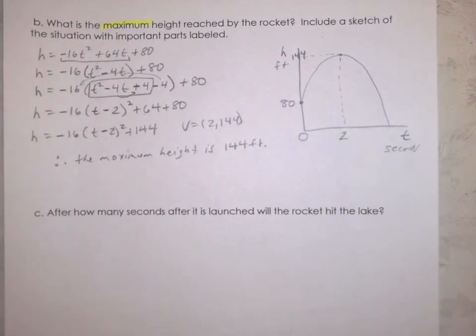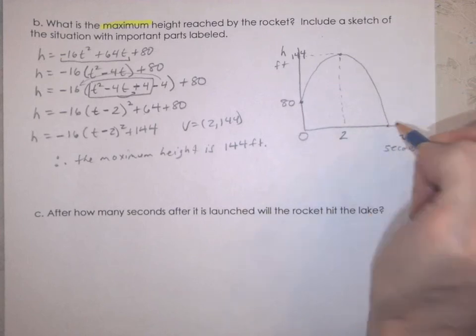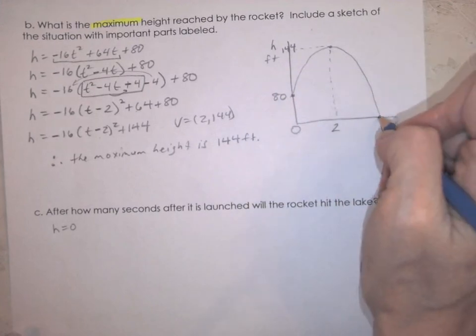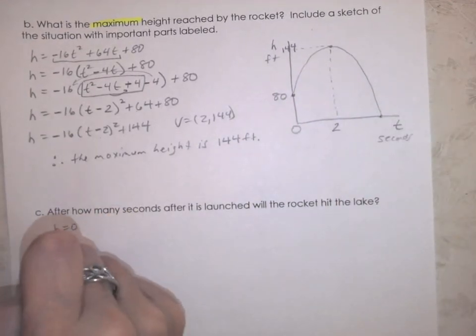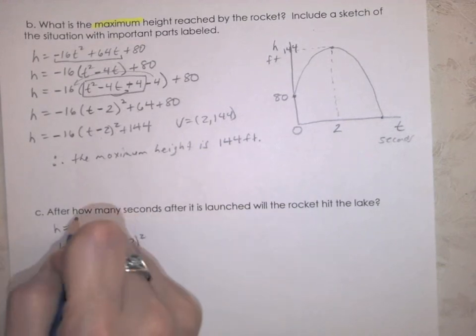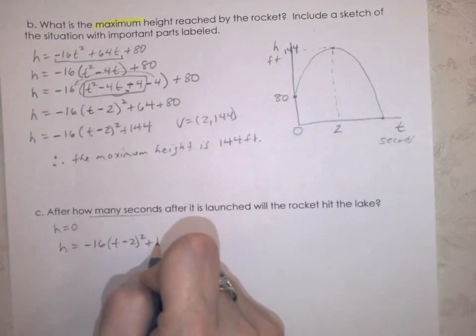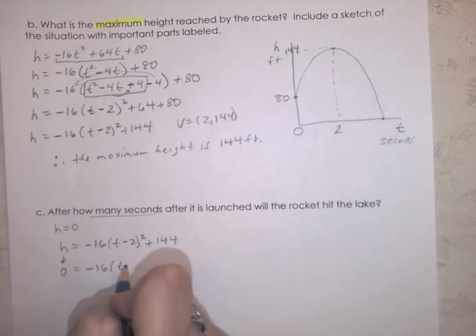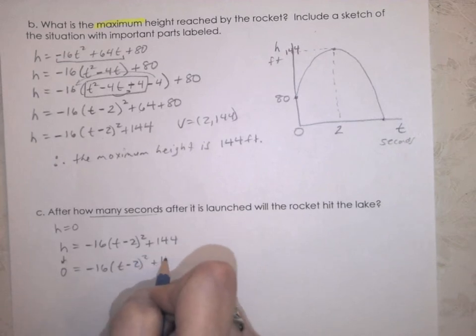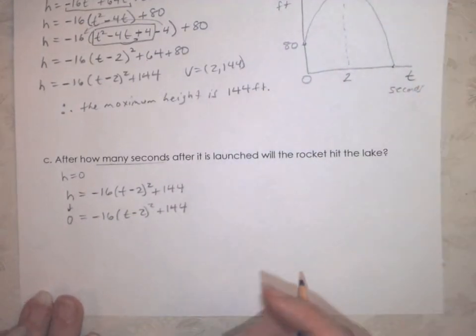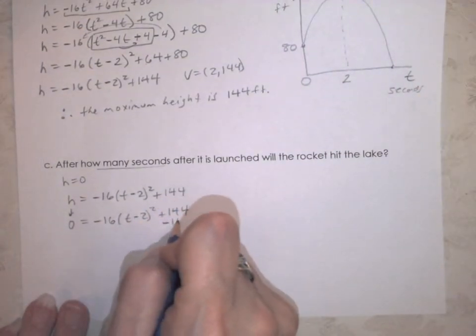After how many seconds after it's launched will the rocket hit the lake? So in other words, when is height 0? When it hits the lake, its height above the lake will be 0. So we're going to take our vertex form. And how many seconds, they want to know the time, when h is 0. So we can use reverse BEDMAS after we've replaced h with 0, to get t by itself.